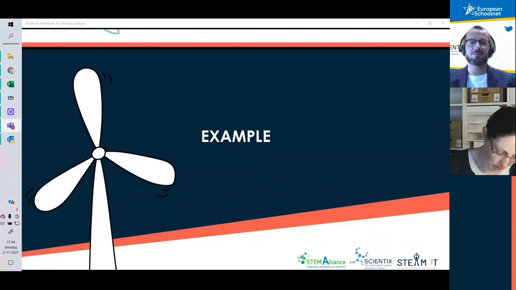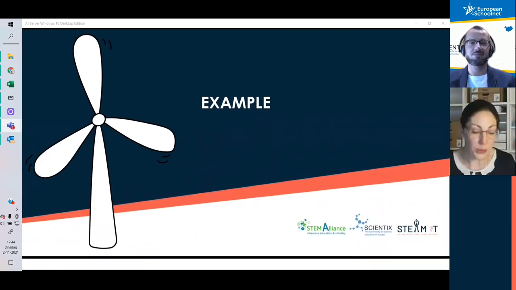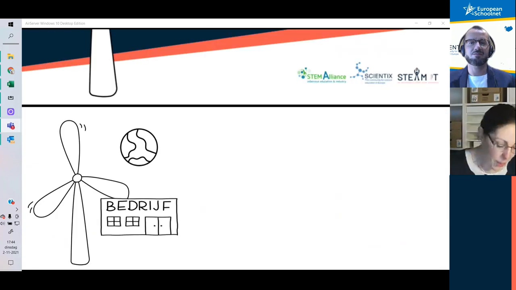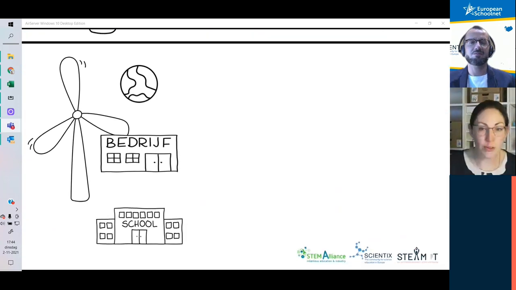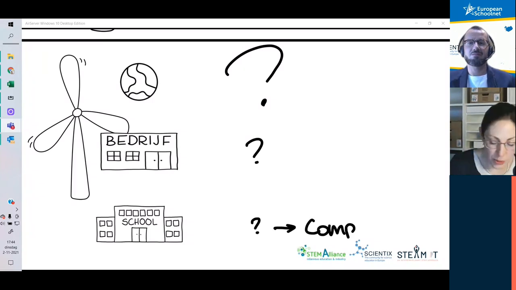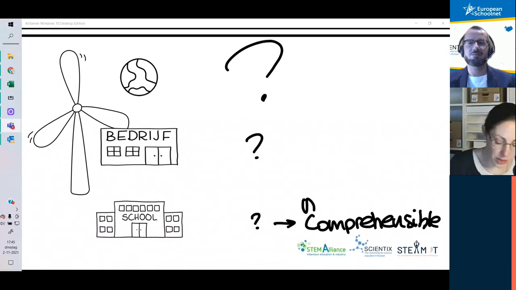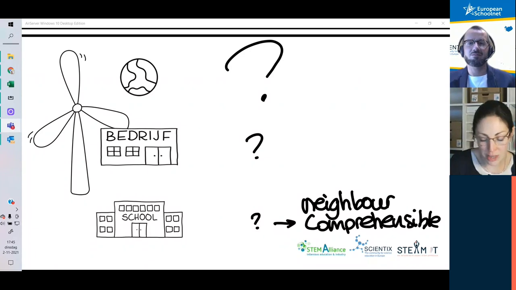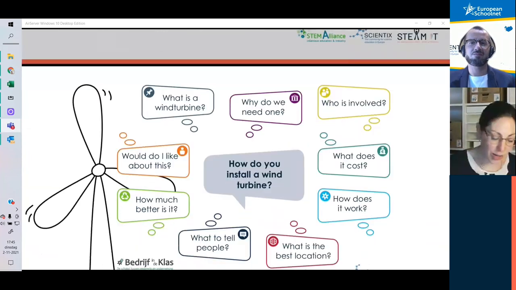So that's what I would propose. Let's take the windmill and look at it from a global perspective, from a company's perspective, and from a school's perspective, and make the large question smaller and smaller until it is comprehensible and in the neighborhood for children, so they see how STEM makes a difference, how STEM is near them, and how they can do STEM, how STEM is for them.